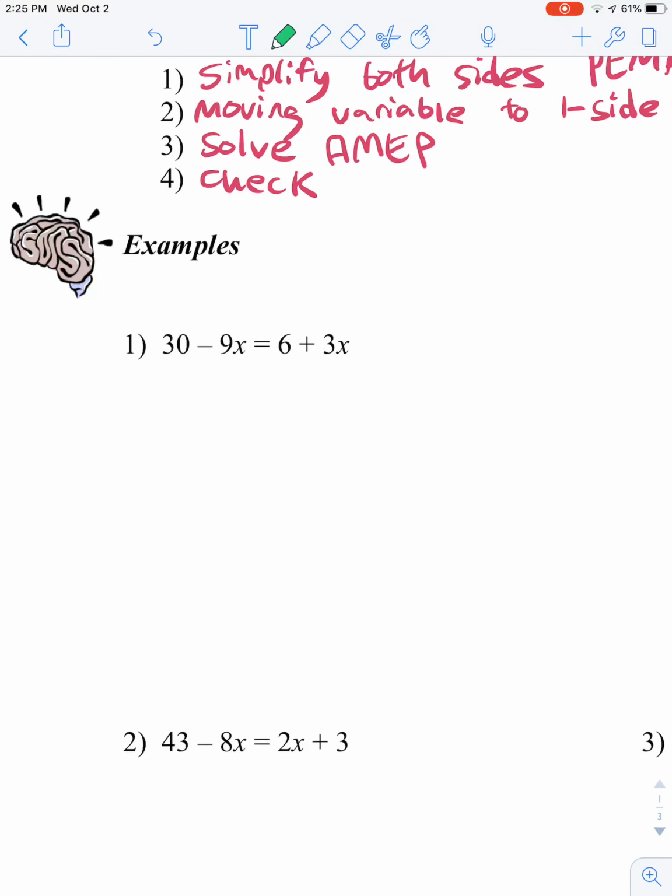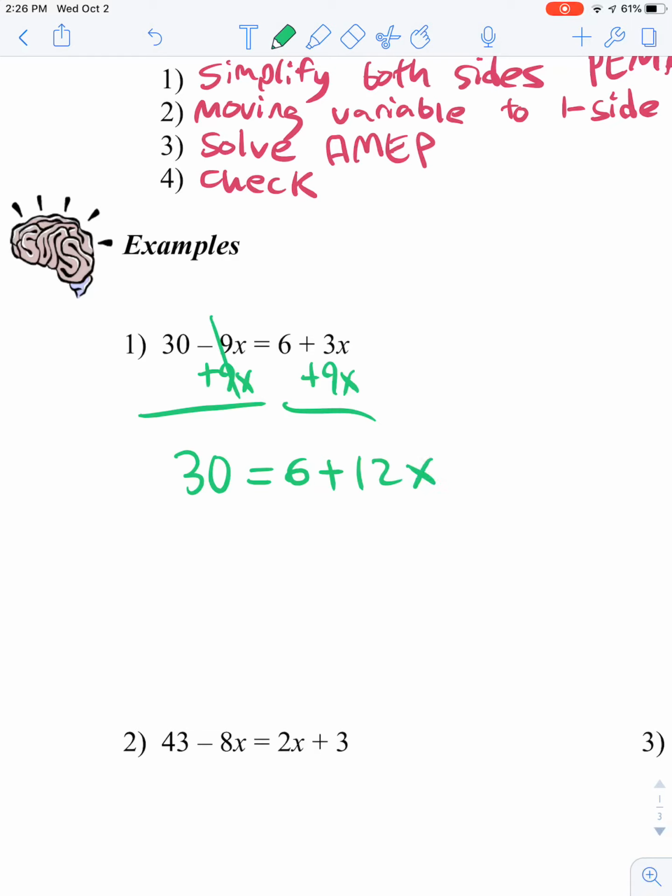Step 1, we're going to try to simplify both sides of number 1, but there's nothing really to do. So we're just going to start moving the variable around. I like to move the variable to a side where it will be positive, but that's not required. So in this first problem, I like to move the 9x to the right so that we get a positive 12x here instead of a negative 12 if I were to subtract the 3x over. But you'll get the same answer either way. So I add 9x to both sides. That leaves me with 30 equal to 6 plus 12x.